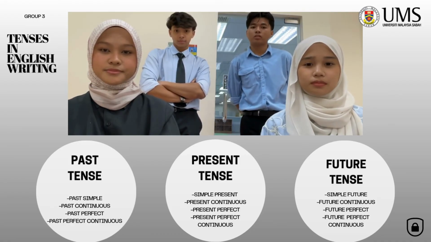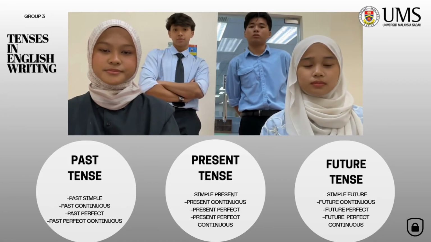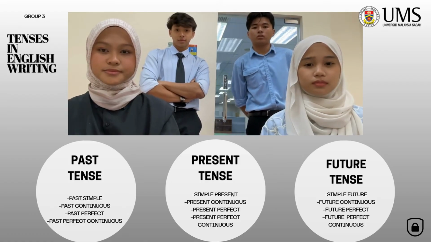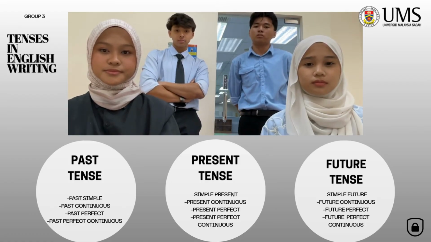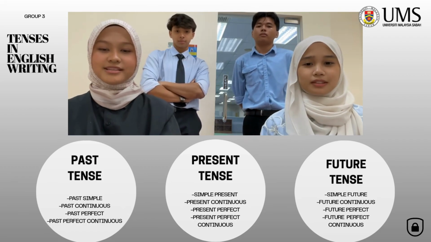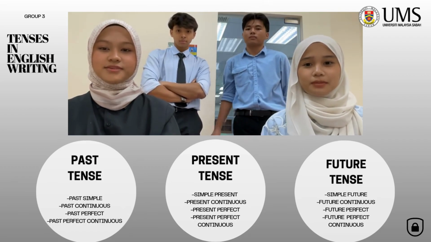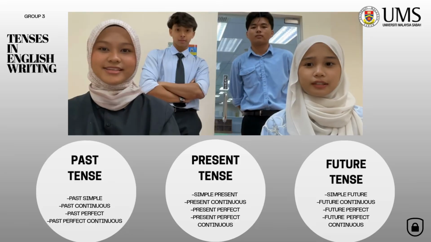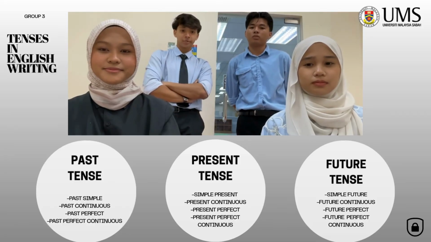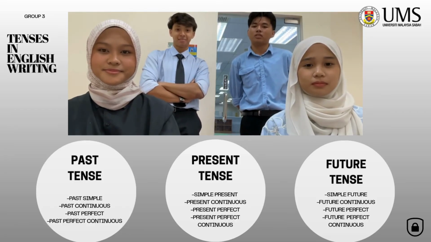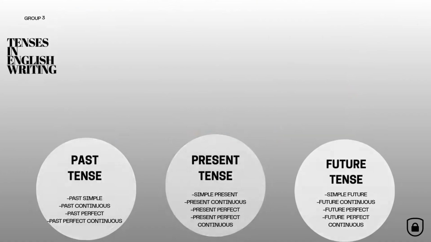Lastly, future tense is for action that will happen, which include simple future, future continuous, future perfect, and future perfect continuous. Understanding these tenses help us write more clearly and accurately. Especially when explaining AI development in past research, present application, and future possibilities.